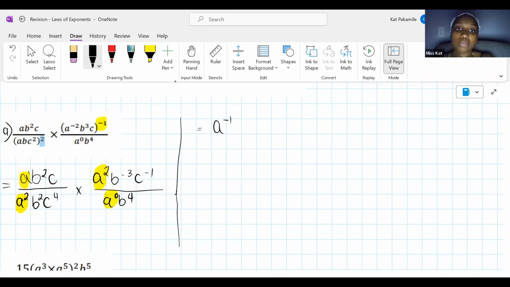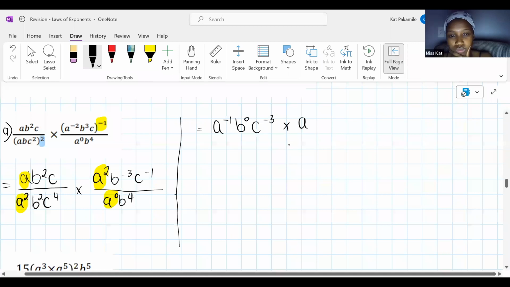B to the power of 0, since B to the power of 2 minus B to the power of 2 is 0. And then C over C to the power of 4 would give me C to the power of -3. Beautiful. Times, now on this side, A to the power of 2 over A to the power of 0, which would give me A to the power of 2.